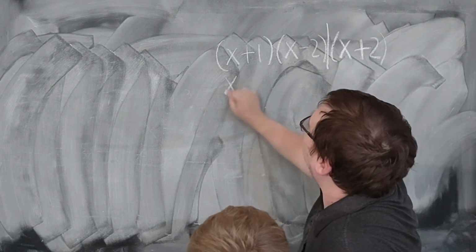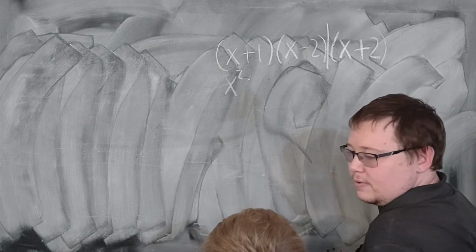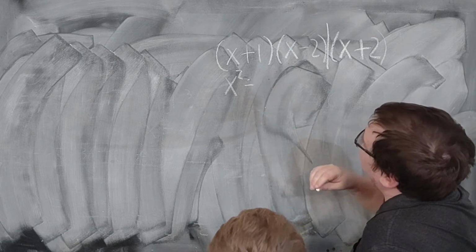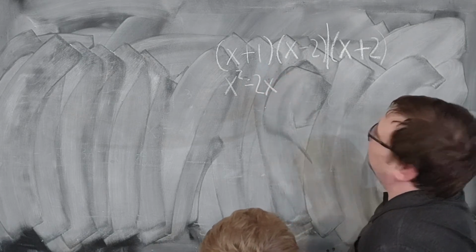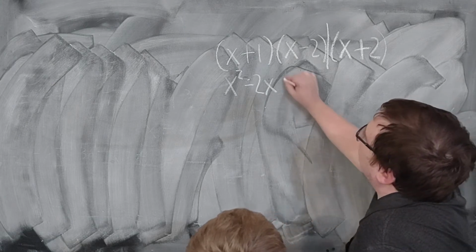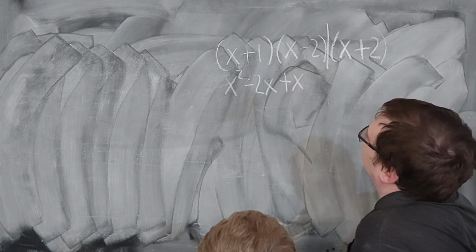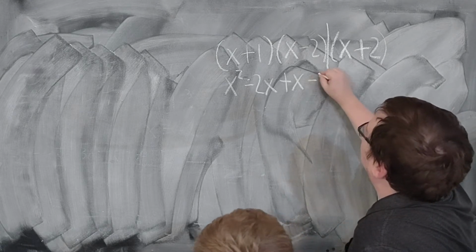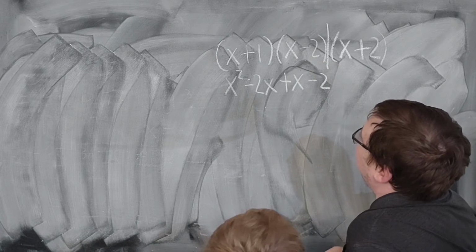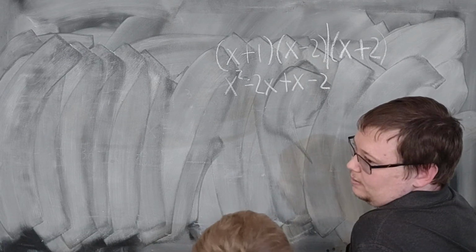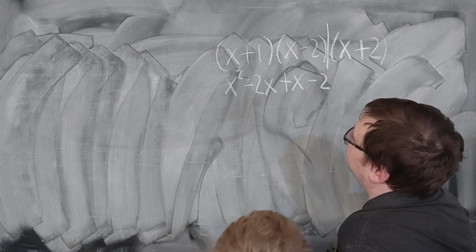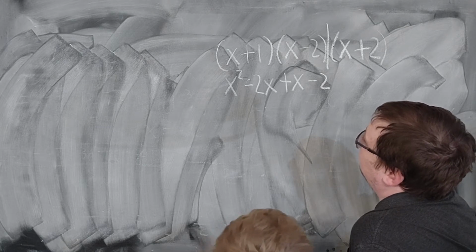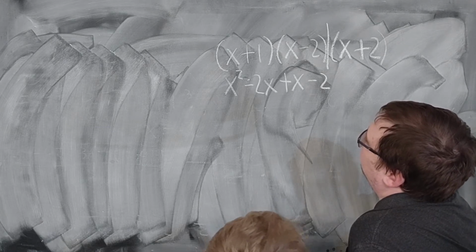X squared minus 2x plus x minus 2. Yeah? Can we simplify that at all? Nope. We can't? There's no like terms? There is. Where? 2x squared. X squared minus 2x squared minus 2.